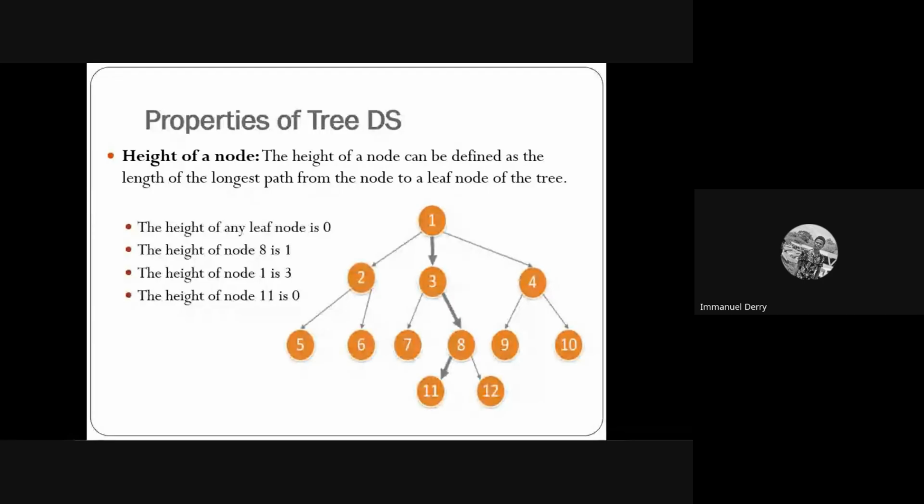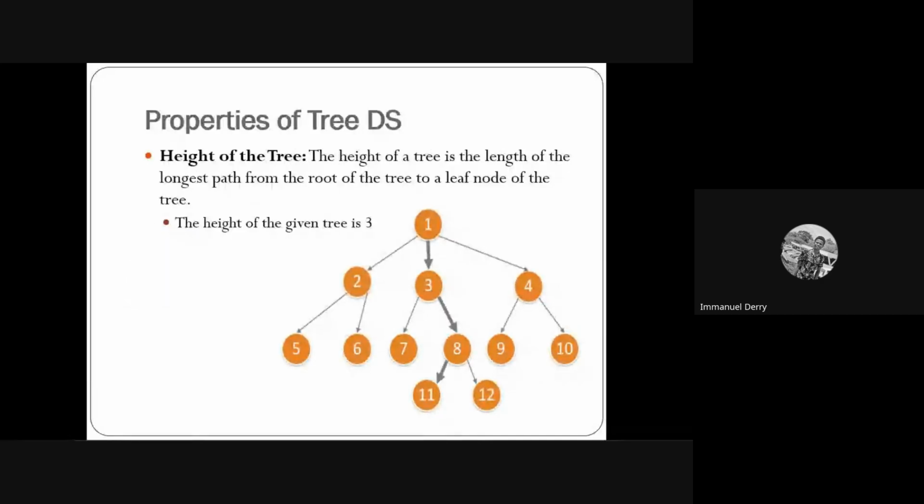So you can be given a graph and then asked to find the height of one of the nodes on it, and then you should be able to do that. Now let's talk about the height of the tree.